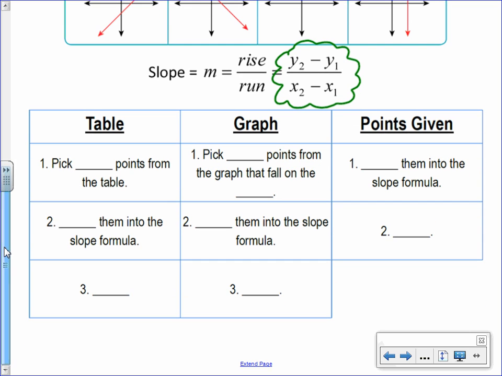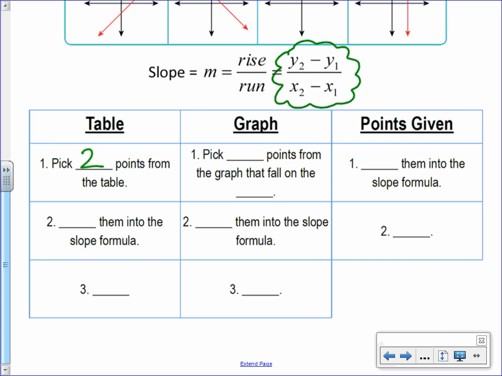All right, so let's look at table first. There's 3 ways they're going to ask you to find slope. Using a table, using a graph, and then just using if they give you points. So on a table, which we all know how to make tables, now we're going to look at pre-made tables. You're going to pick 2 points from the table, just 2. Don't pick any more. And you can pick any 2 you want on the table. It doesn't matter. You're always going to pick 2.